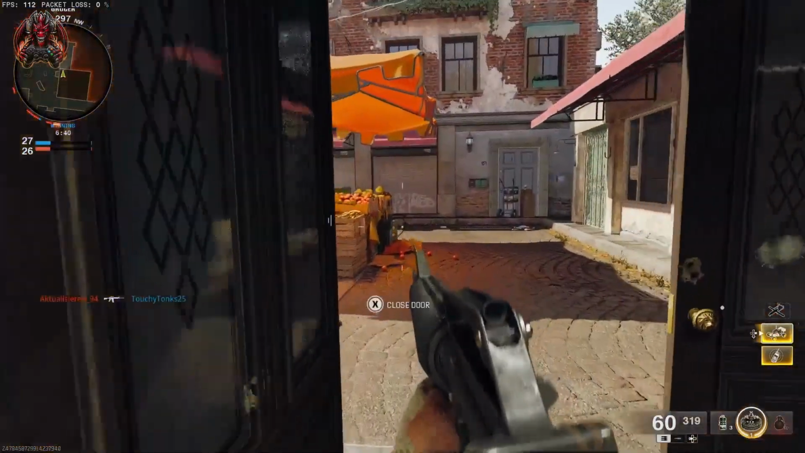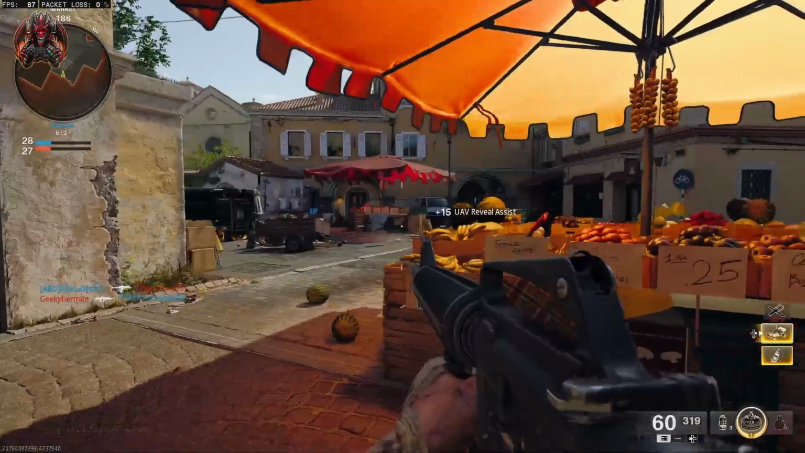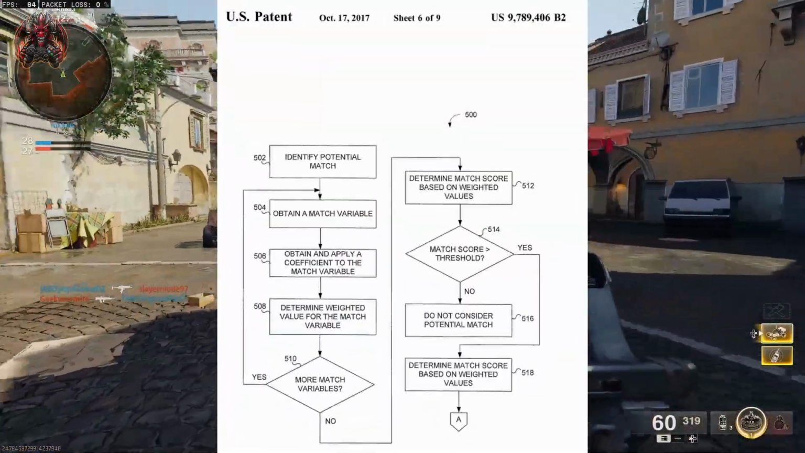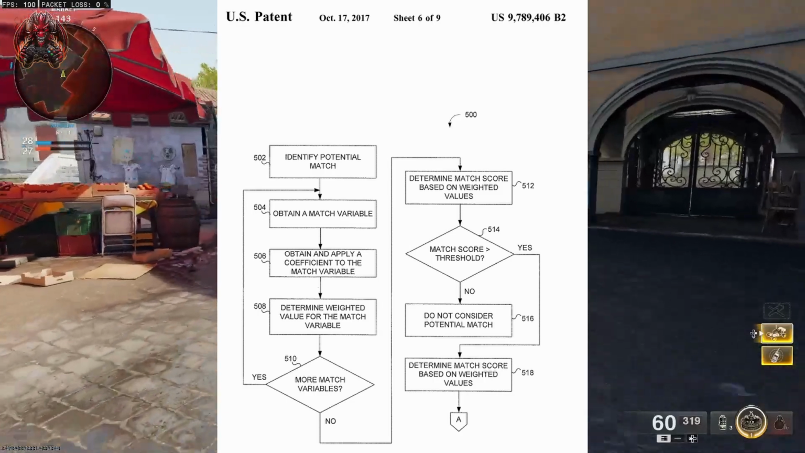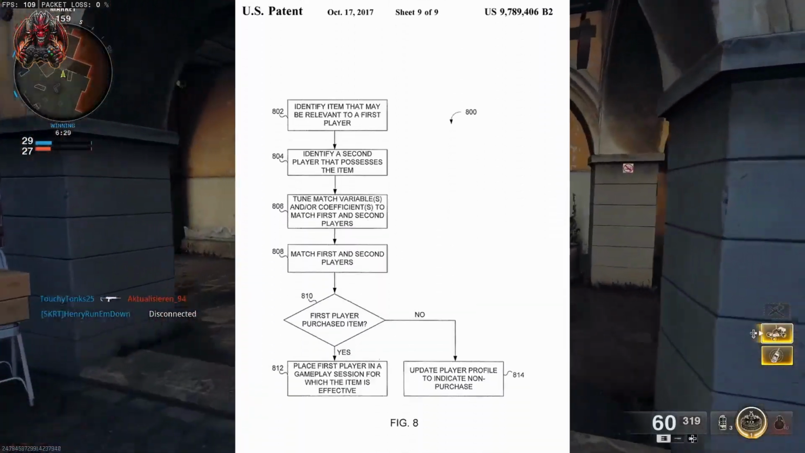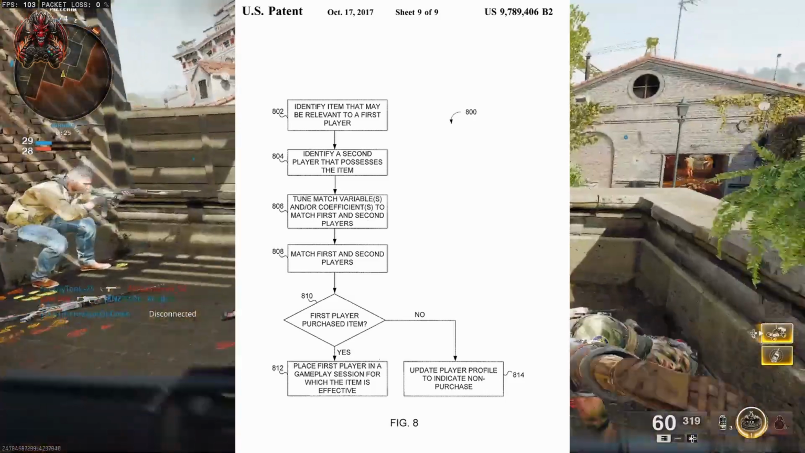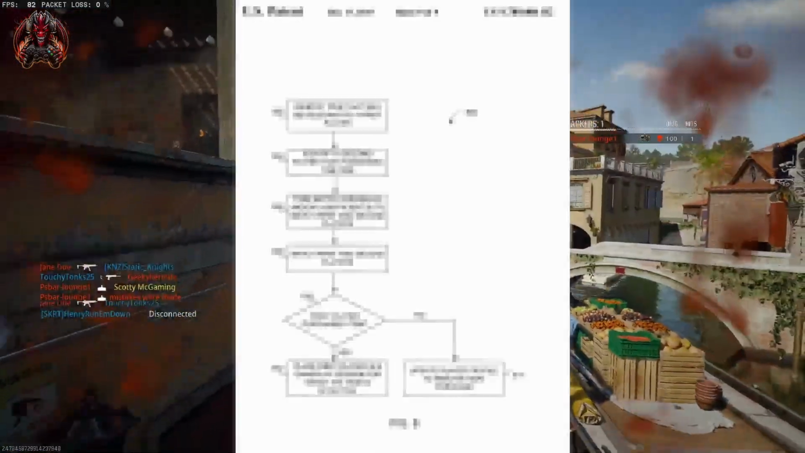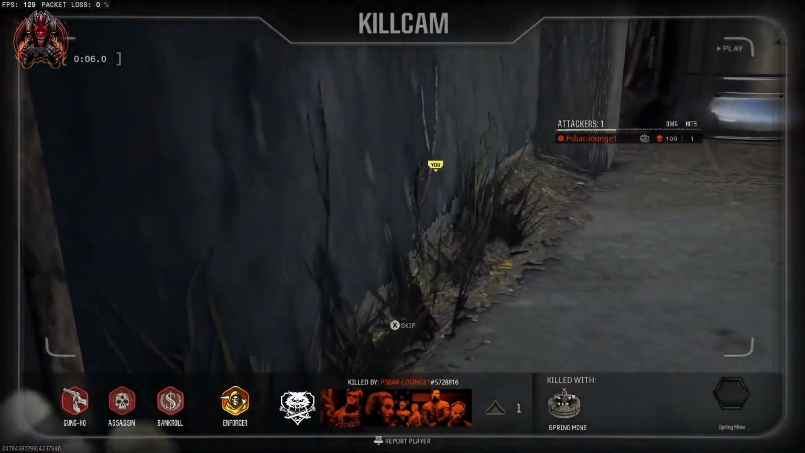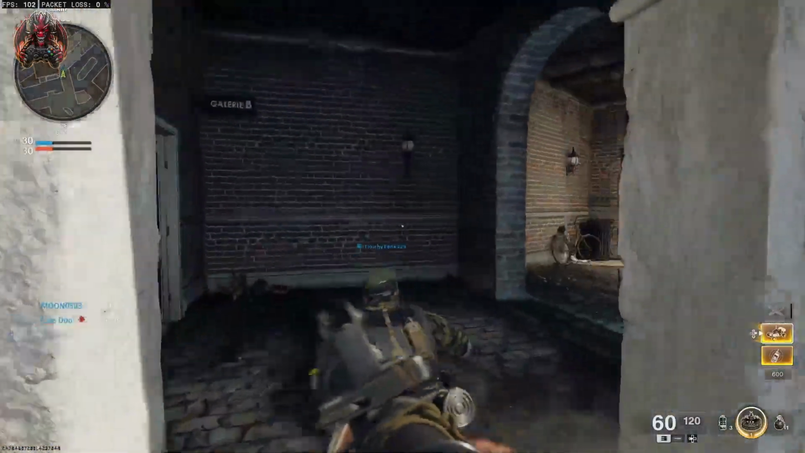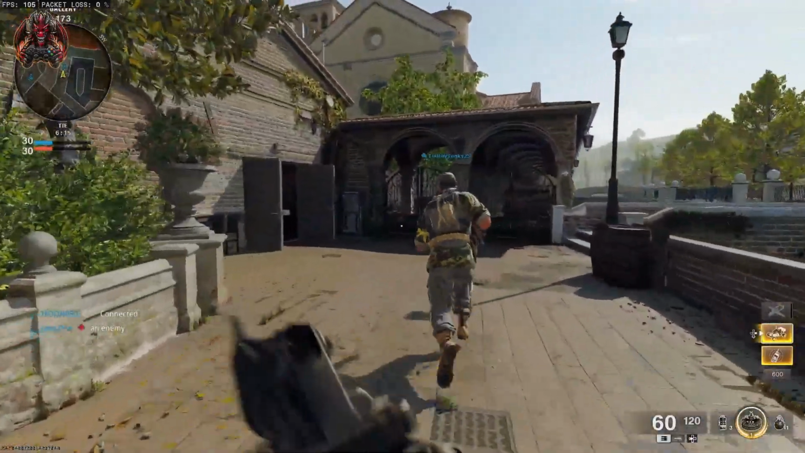One widely cited example was a patent filed by Activision in 2017, which described a system for encouraging in-game purchases by influencing matchmaking. According to the patent, newer players could be paired with more experienced ones who were using paid cosmetics or DLC weapons, making those items appear more desirable. While Activision claimed this system isn't used in Call of Duty, its existence adds fuel to the fire.